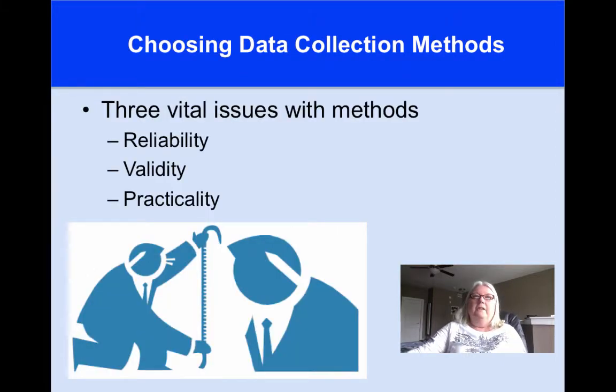So when we're considering choosing which data collection method to use, we need to be concerned with 3 different things. Reliability is the consistency in the measurement. So in other words, if I measure it today and you measure it tomorrow, it's going to be the same. If it is, we say it's consistent, it's reliable. Then we have to consider validity. Does it measure what it intended to measure? Okay, and then practicality. Can it be done with existing resources? Does it make sense?